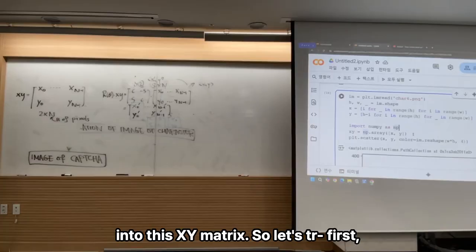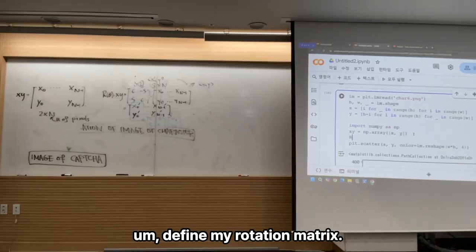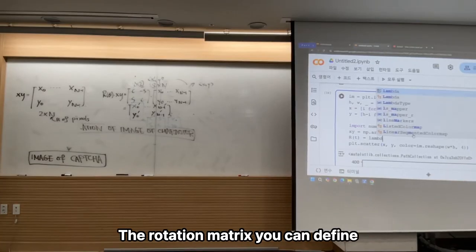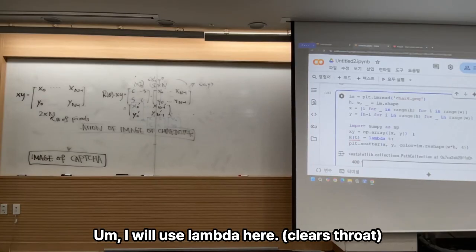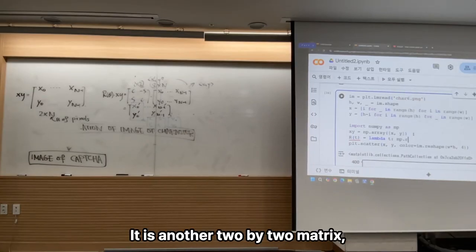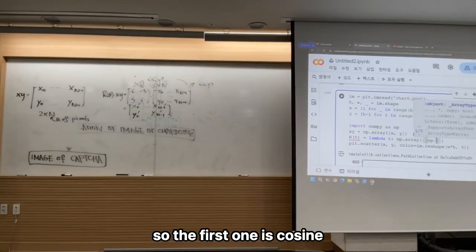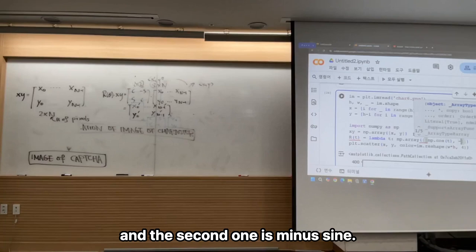So let's first define my rotation matrix. You can define the rotation matrix by def or lambda. I will use lambda here. It is another 2 by 2 matrix. The first entry is cosine, and the second one is minus sine.